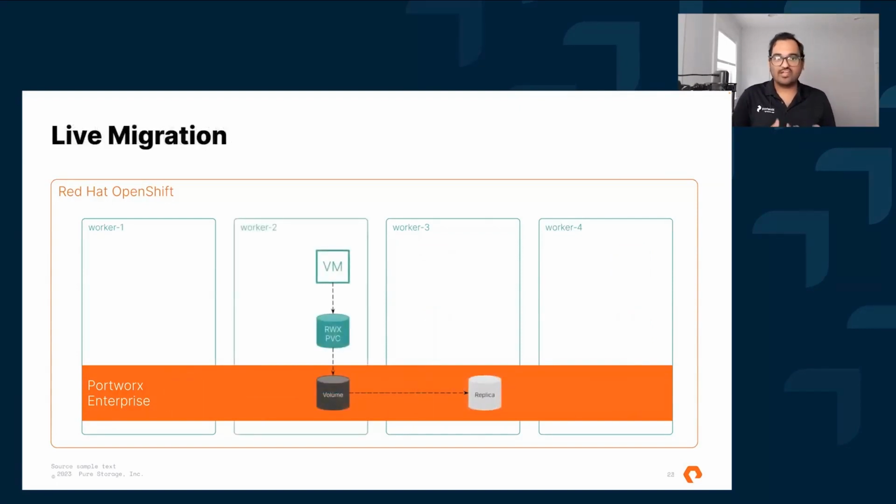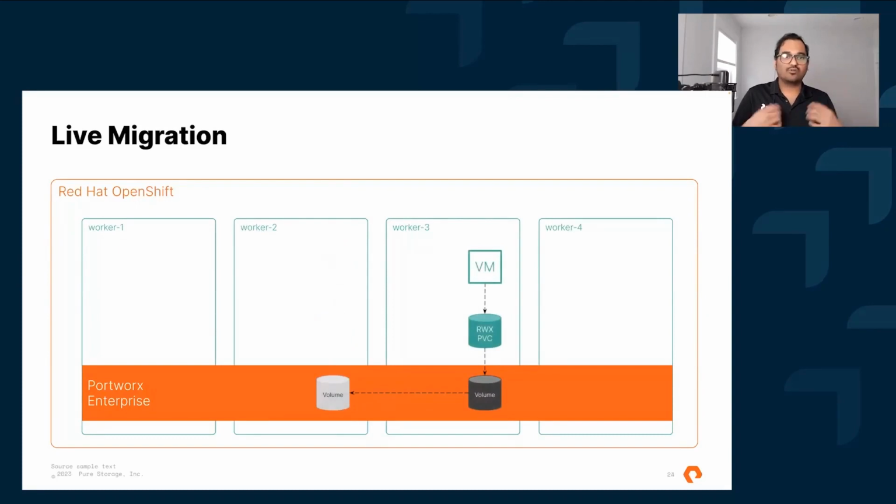Same is the case with live migration. So you have a virtual machine object with a read write many persistent volume claim. Again, one thing to highlight is you need a read write many persistent volume to enable live migration for your VMs running on OpenShift or on Kubernetes. Once you have that read write many volume, if you wanted to move your virtual machine object from worker 2 to worker 3, you can just go to the OpenShift web console.